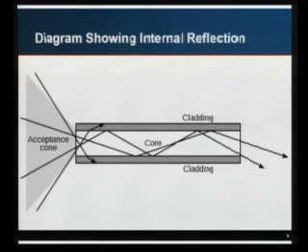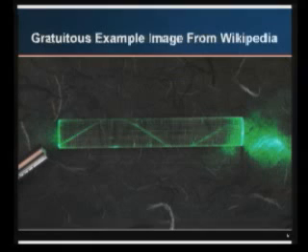So here's the stolen Wikipedia diagram of how that works. You have an acceptance cone that is set by the certain angle that you can take light in. And if you try to send light from outside that angle, it doesn't make it through. But as long as you stay within that certain angle, the light will always be reflected inside the core. Gratuitous image from Wikipedia, someone's laser pointer and an acrylic bar, and it shows how that works.